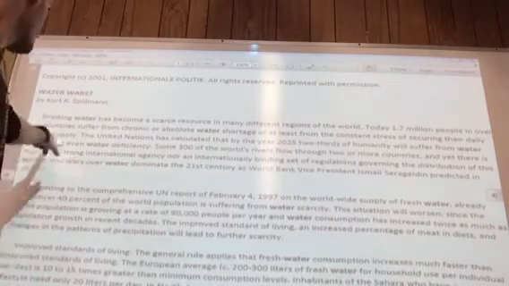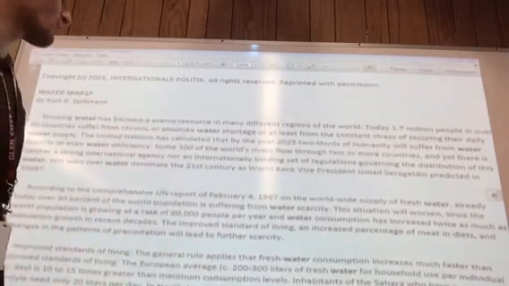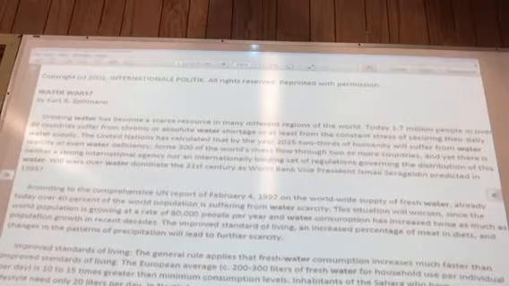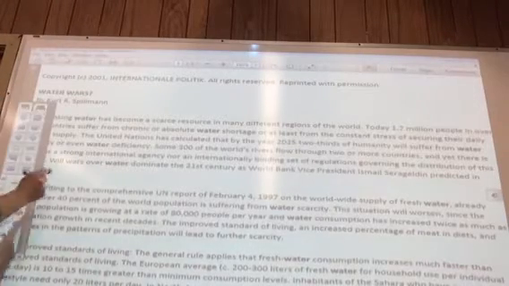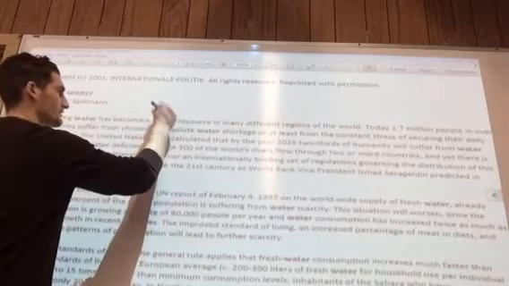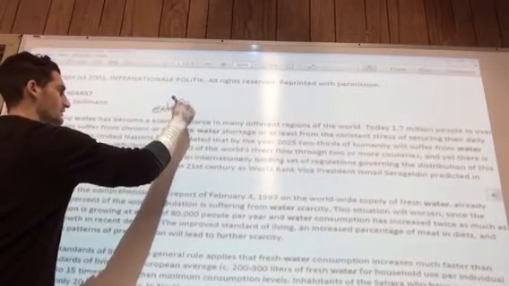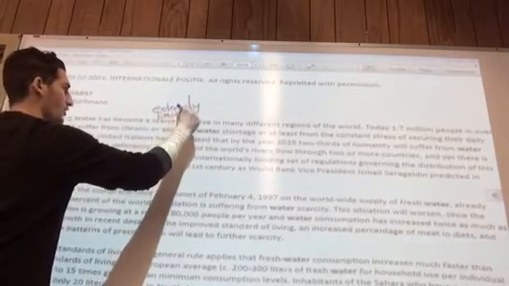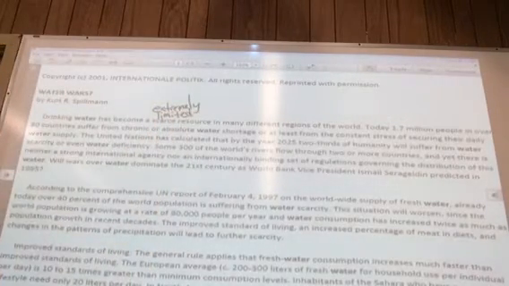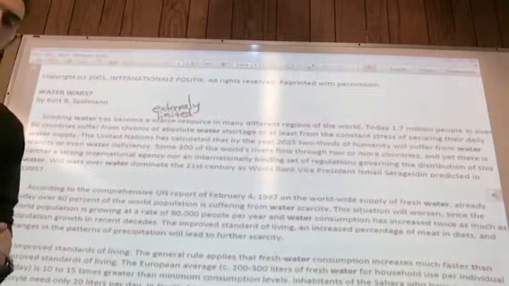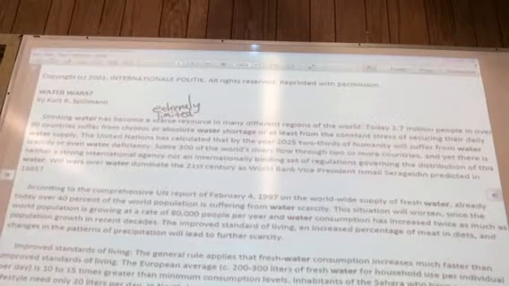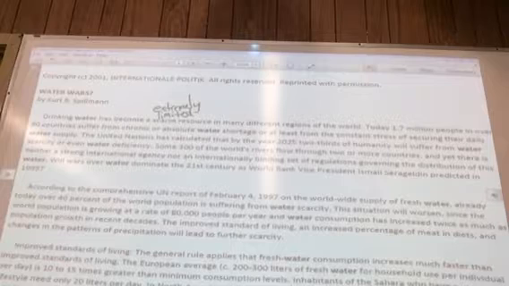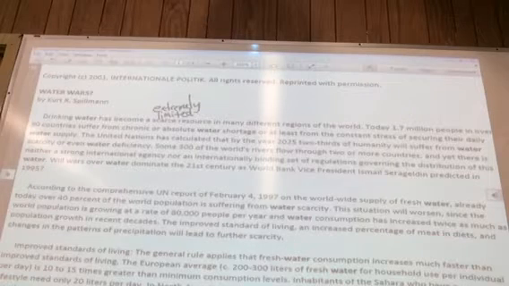I'm going to read the first sentence. Drinking water has become a scarce resource in many different regions of the world. Now, scarce meaning very or extremely limited. So already, reading that first sentence, I know that is not positive. If drinking water is extremely limited in certain regions of the world, those regions are struggling with finding water. That's what that first sentence is saying.